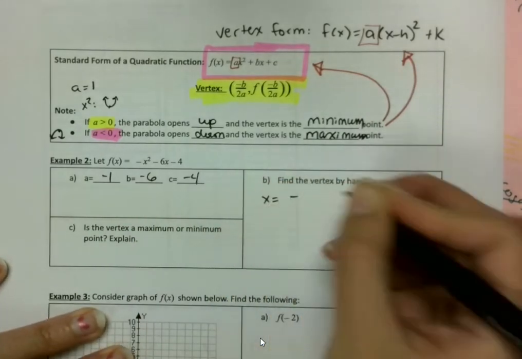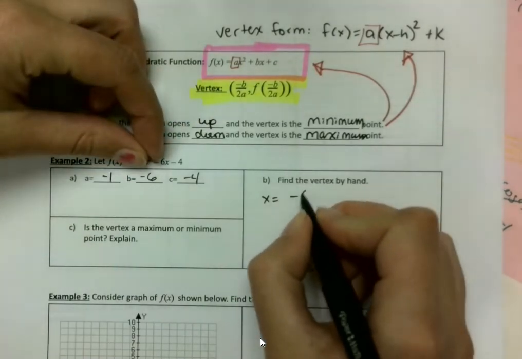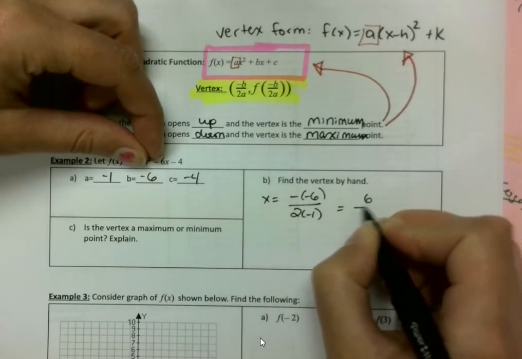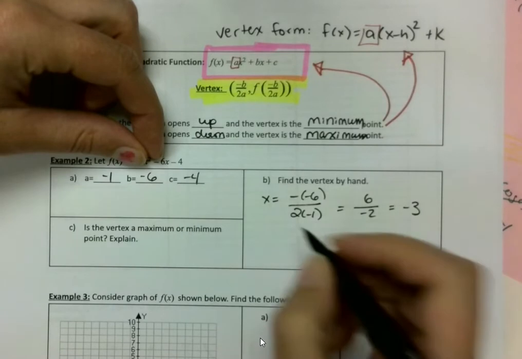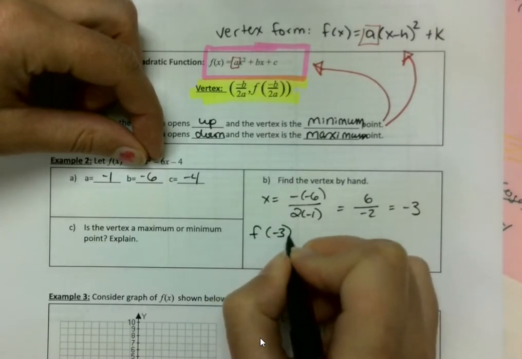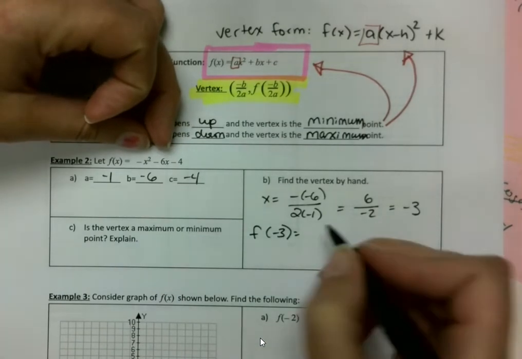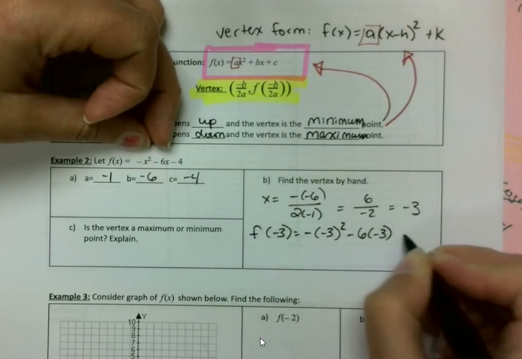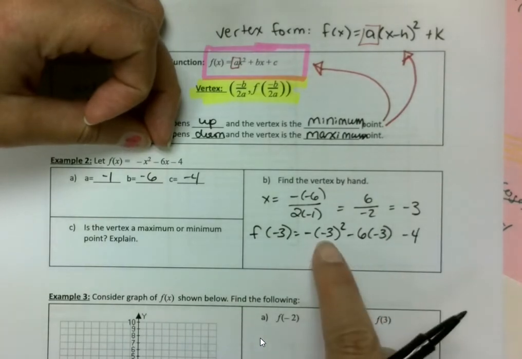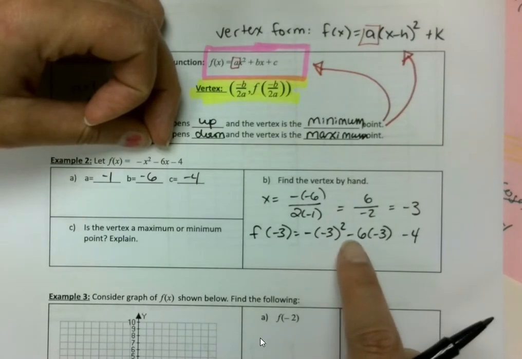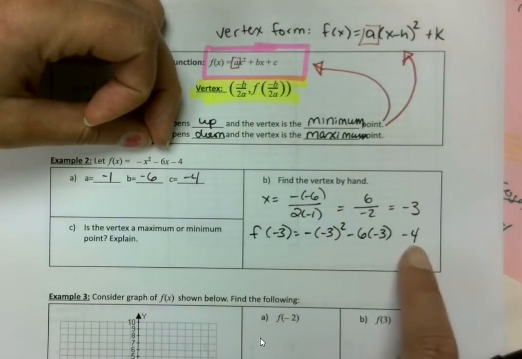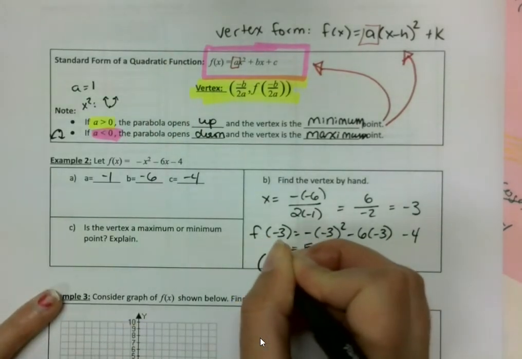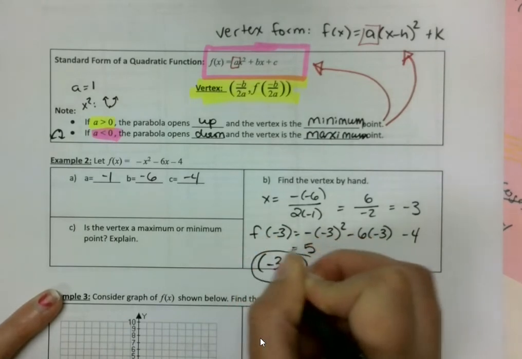So the x coordinate is -b over 2a. It's going to be -6 divided by 2 times -1. That is 6 divided by -2, or -3. All right, then I go ahead and find f of -3, I plug that into the function. So that is -3 squared minus 6 times -3 minus 4. If I calculate that, it's -9 plus 18, so that's 9, and then minus 4, that should give me 5. Okay, so my vertex is the ordered pair -3, 5.